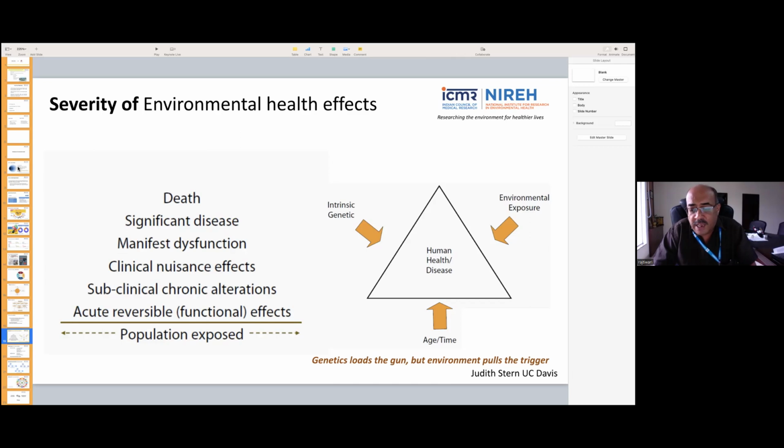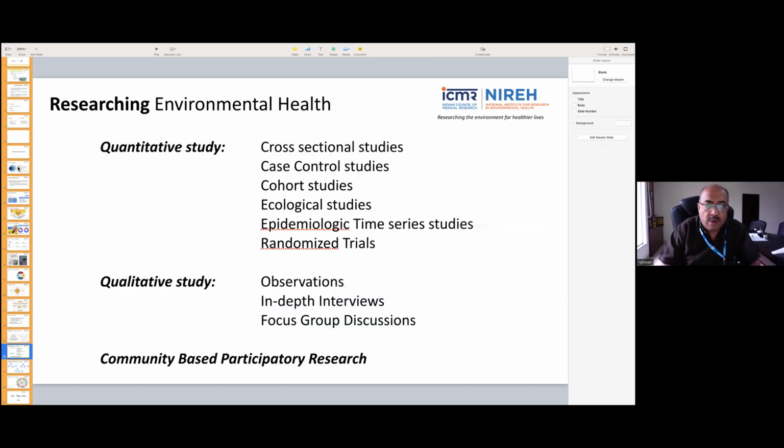But as it is rightly said by Davis, genetics make a person susceptible, but in the right environment, this susceptible genetic composition results in human disease. So environment pulls the trigger. If there is a favorable environment to initiate that disease, it manifests in disease. So how to address this problem?